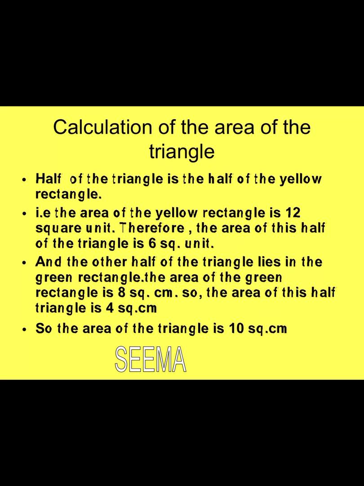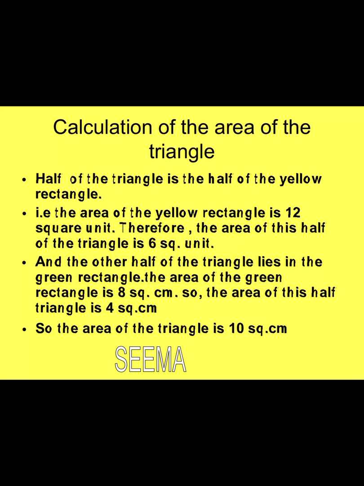Now see, half of this red triangle is half of the yellow rectangle. Now first find out the area of the yellow rectangle. Who can tell me? Yes, the area of this yellow rectangle is 12 square unit. So, the area of half of this triangle is 6 square unit, isn't it?